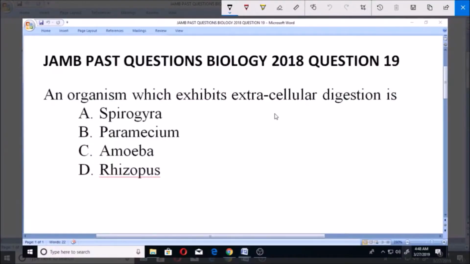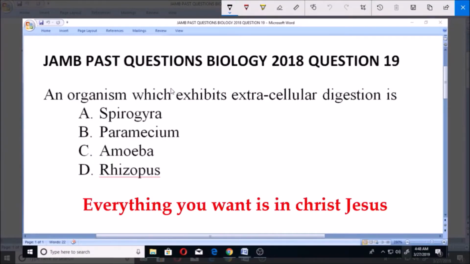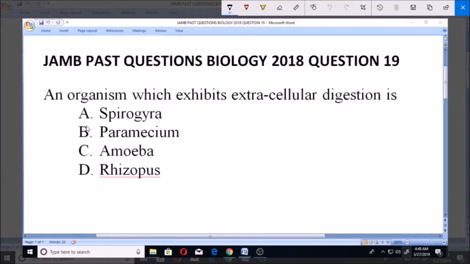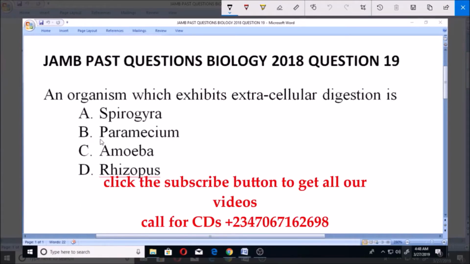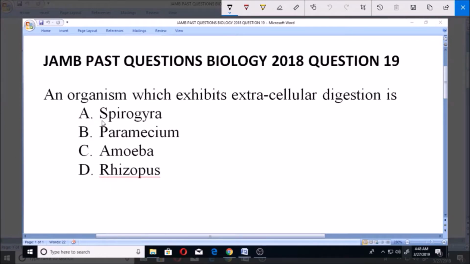Welcome. Let's look at these Jamb past questions, biology 2018. Question number 19. An organism which exhibits extracellular digestion is A. Spirogyra, B. Paramecium, C. Amoeba, D. Rhizopus. So which of the following exhibits extracellular digestion?